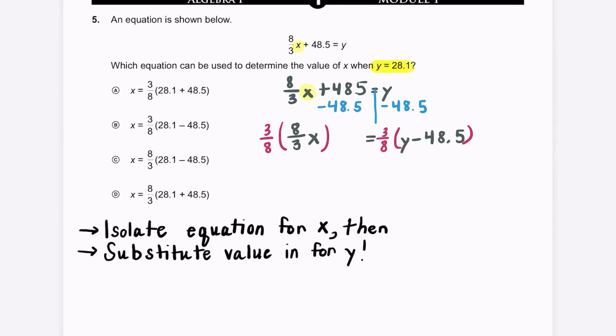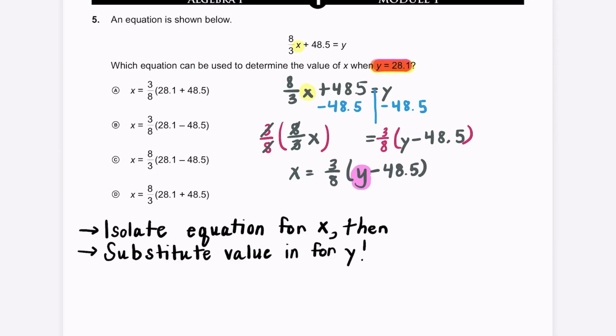Sometimes people will teach that multiplication of the reciprocal by just dividing each side by 8/3. Then you have division with a fraction, and when you divide fractions, you multiply by the reciprocal. So jumping right to that multiplication of the reciprocal leaves us with a little less work. So now this goes away, this goes away, leaving us just with x. And we have 3/8, and then in parentheses, because you've got to multiply that entire right-hand side by that 3/8, y minus 48.5, and then the last step is our y is equal to 28.1.